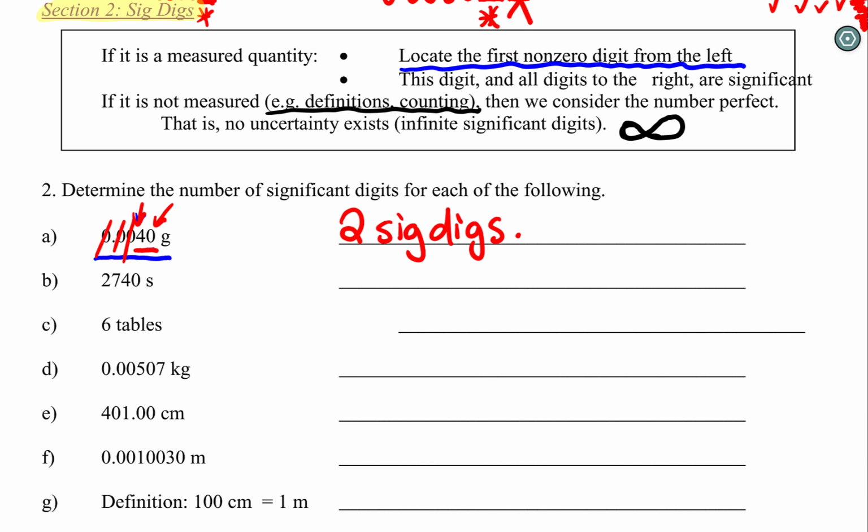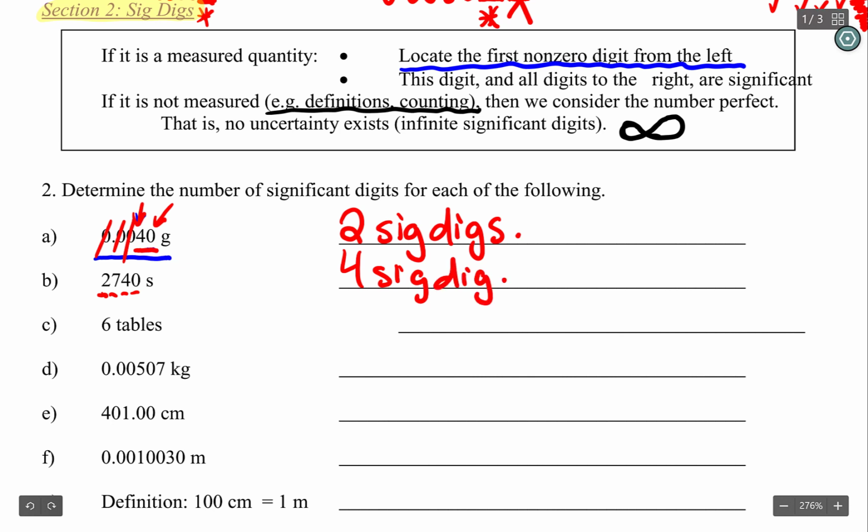For B, this is a real number. It's not 0. So this number and every number that follows is significant. So I have 1, 2, 3, 4, 4 significant digits.